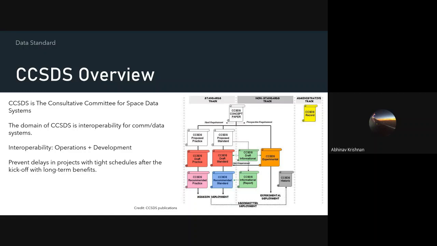You can check out the CCSDS publications. There's a whole website dedicated to that, and you can access these documents and read them for yourself when you have time. It's pretty interesting if you want to get into the field of astrodynamics effectively.